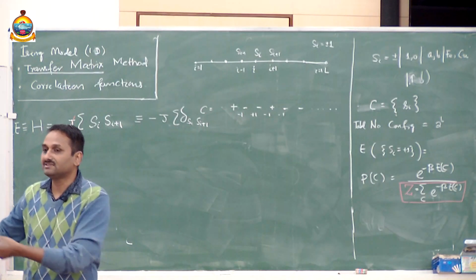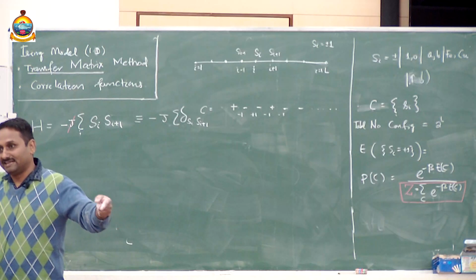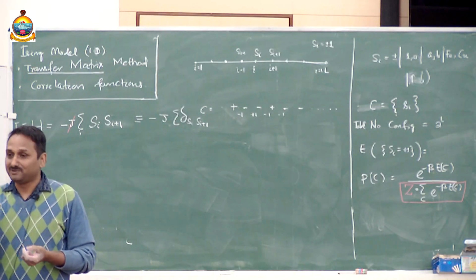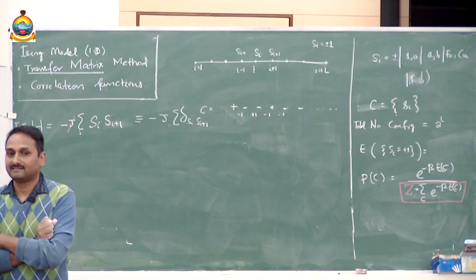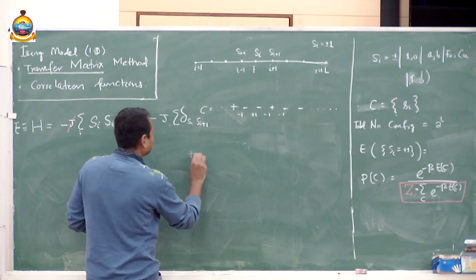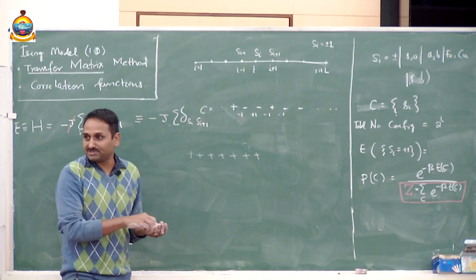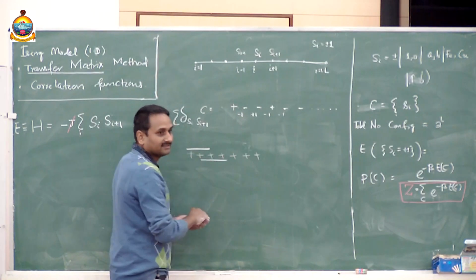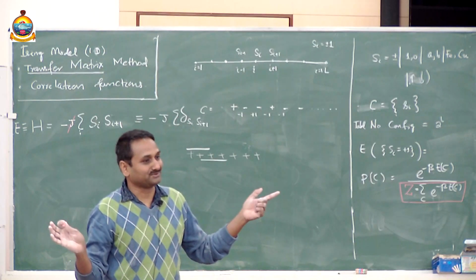So if you take this configuration, say all plus on a ring, how many consecutive pluses do you find? 3 consecutive pluses you find. Now, if all the configurations are plus, how to count it? Basically, consecutive 3 plus means that you count this one and the next, all of them are plus. This is one configuration only.